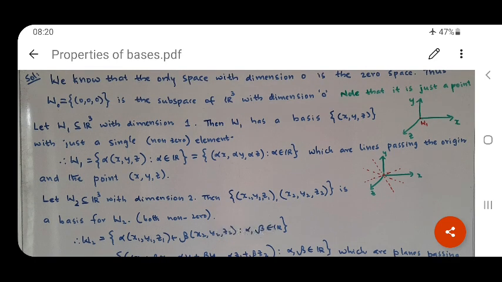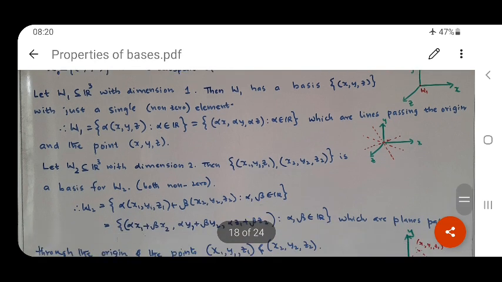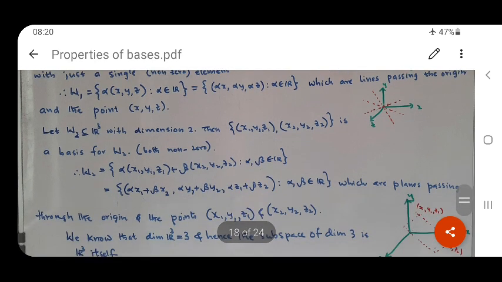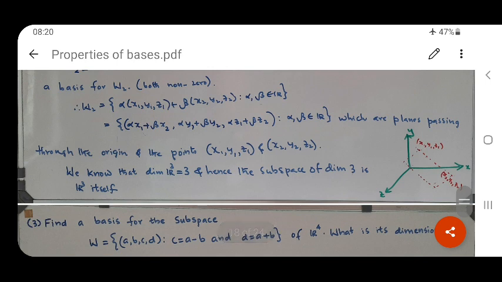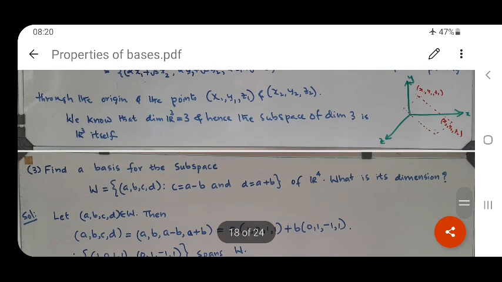So you can observe that these are the lines passing through the origin and the point x, y, z. Then for dimension 2, you choose 2 non-zero vectors which are linearly independent and span W2. So we observe that these are planes passing through the origin and through the points x1, y1, z1 and x2, y2, z2. And by the previous theorem, any subspace of dimension 3 is R3 itself.